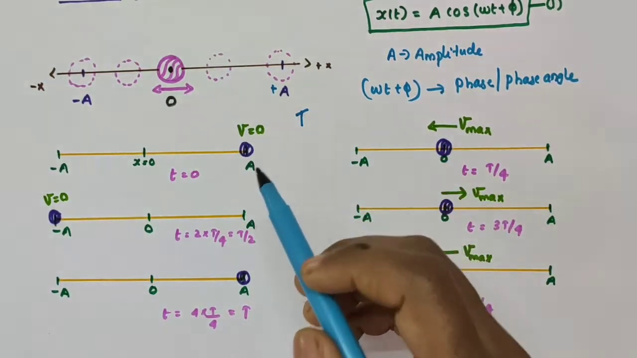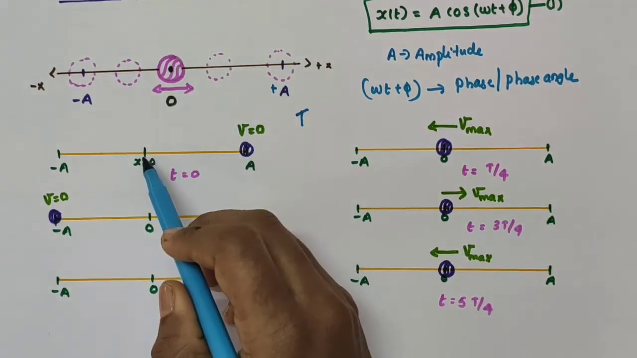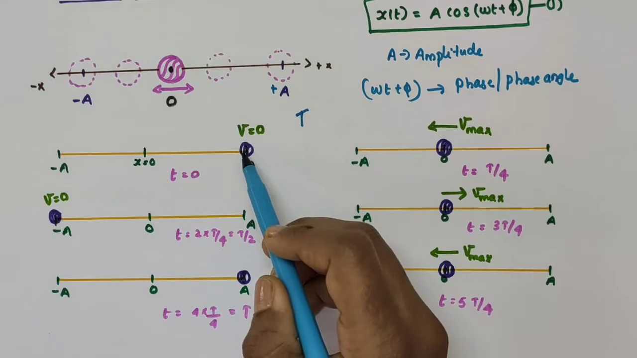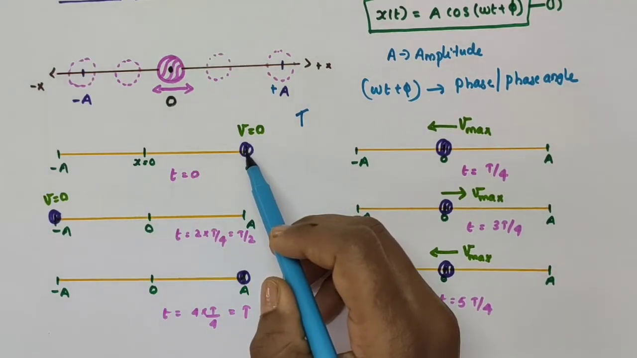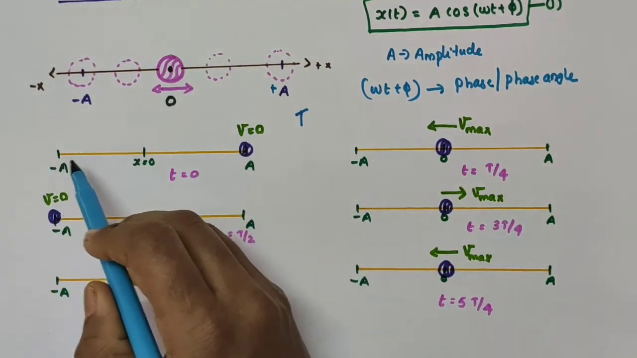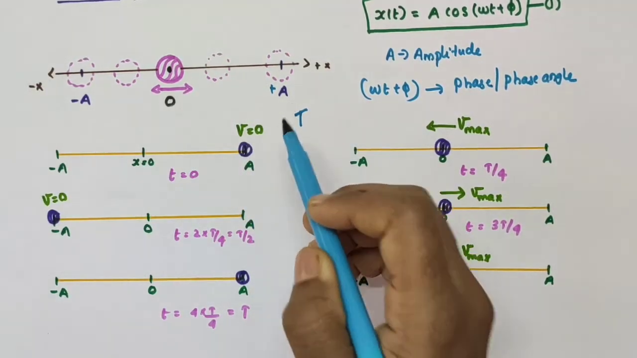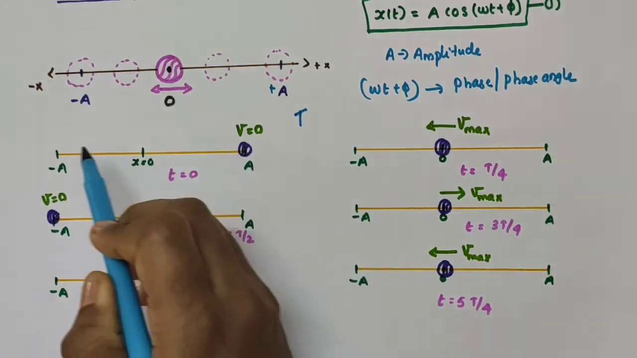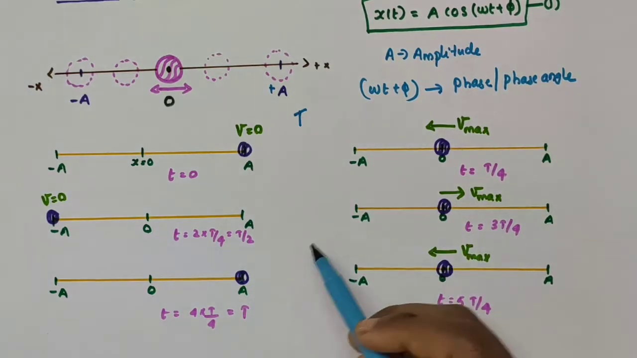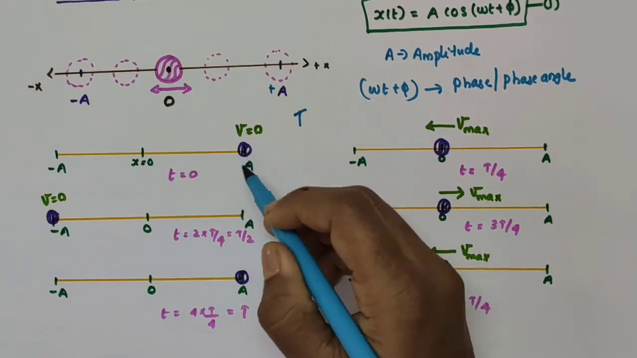One oscillation means the particle starts its oscillation from this point, goes to the point x equal to 0, then to the point x equal to a, and comes back to this point, and back to its initial point. That is, the particle starts from here, moves to this side and comes back to the initial point itself at time T. This is one oscillation, and the time taken for that is T. Now, at time t equal to 0, the particle is here.